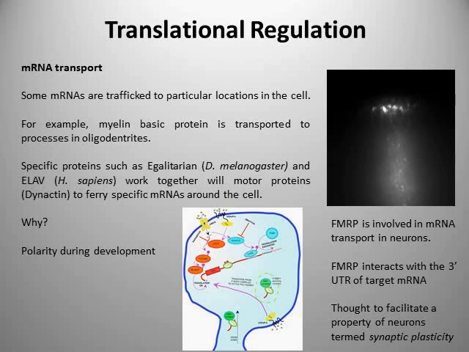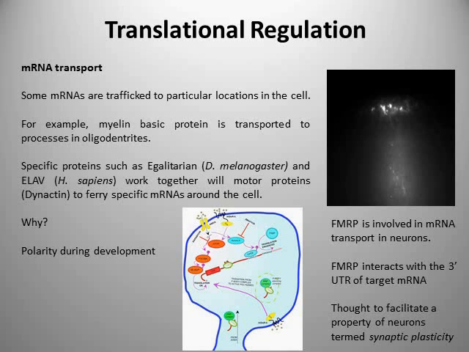So this isn't an uncommon process. I mean, this happens in a lot of different cell types. Classic examples of this are found in Drosophila during development of the Drosophila larvae, where there are several situations that require cellular polarity to be established during development.